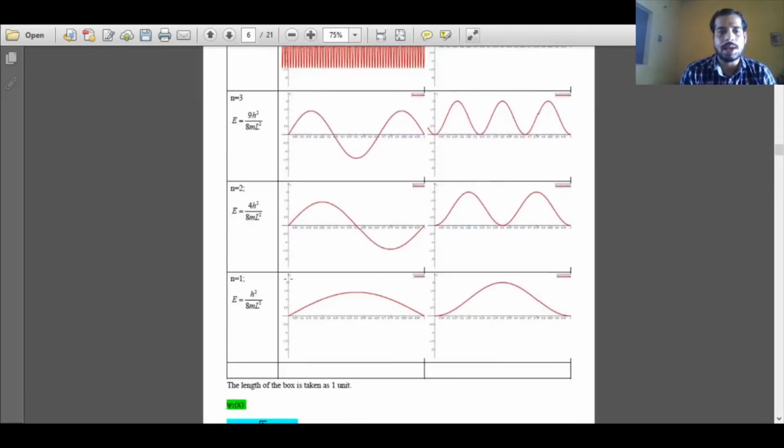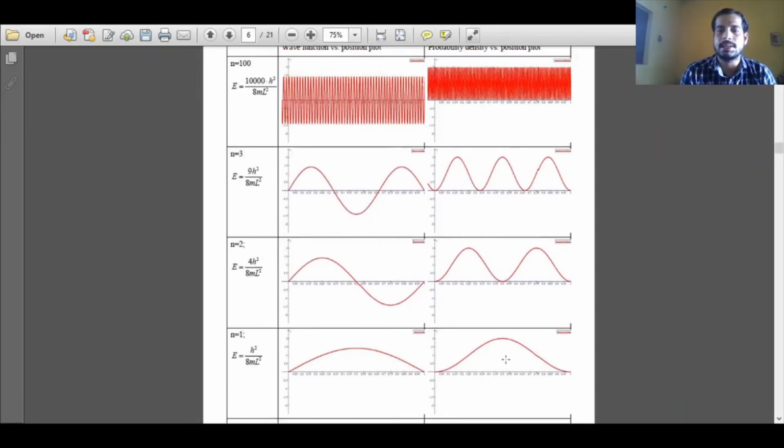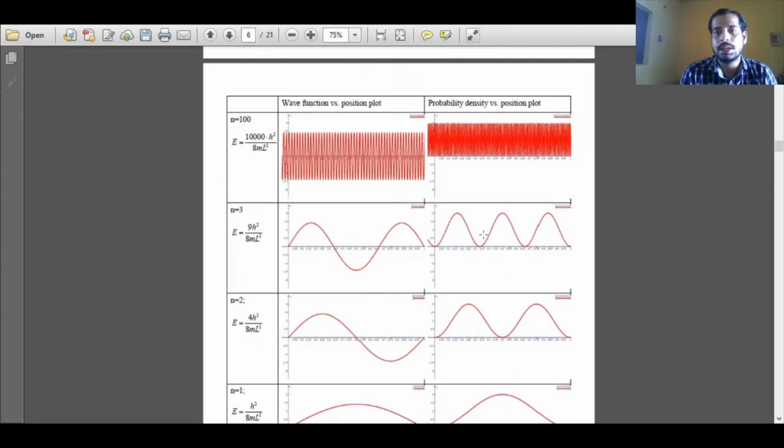But for the first eigenstate, my particle is found at the center of the box. For the second eigenstate, the probability of finding the particle at the center of the box is 0. Similarly, for the third eigenstate, the probability of finding the particle at L over 3 and 2L over 3 is 0. But when the n value becomes large, for this case it is 100, I cannot say where my particle is found and where my particle is not found.